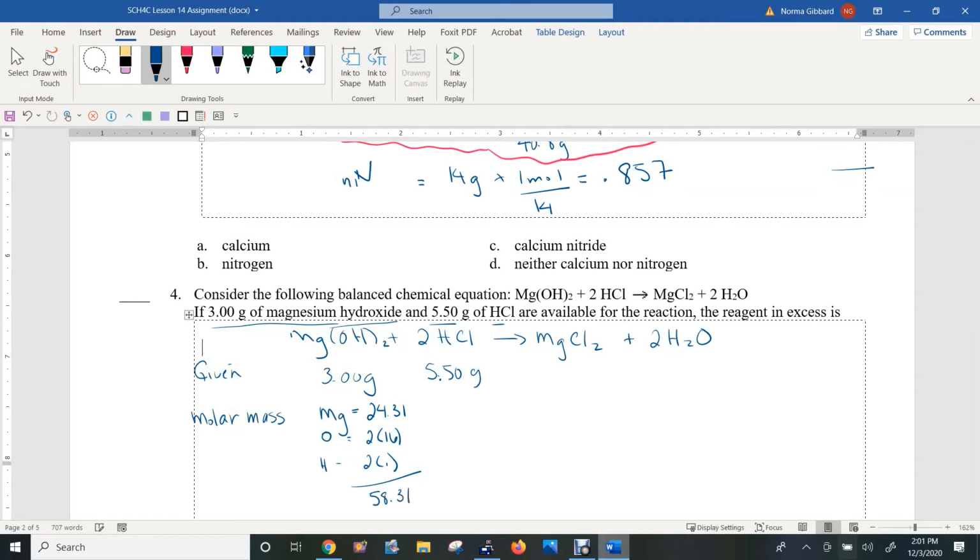And we do the same thing for HCl. So H is 2 times 1. And Cl is 2 times 35.45 from our periodic table, and that's equal to 70.9. So this adds up to 72.9.